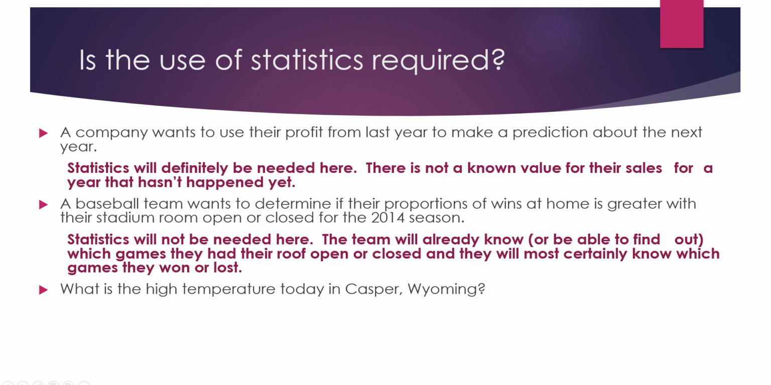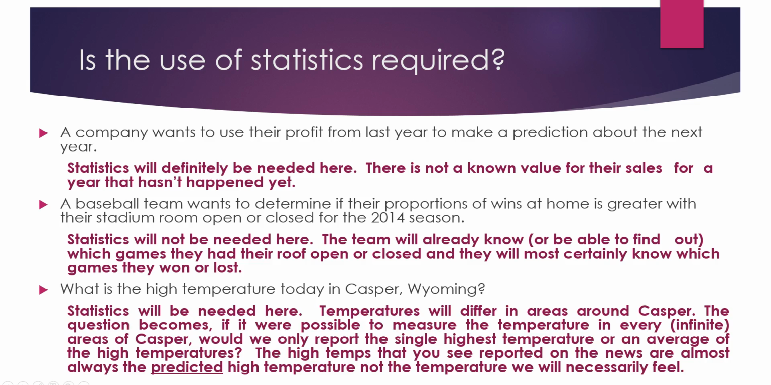So this one is kind of surprising to some students. What is the high temperature today in Casper, Wyoming? Well, statistics will be needed here. Even from one place to the next, one side of a house to the other side of the house, the temperature will very unlikely be the same on each of those. So if you're trying to report a high temperature, do you report the single highest temperature that was recorded in Casper, Wyoming that day? Do you take different highs in different parts of Casper and find an average for them? So it actually is more difficult than it seems.